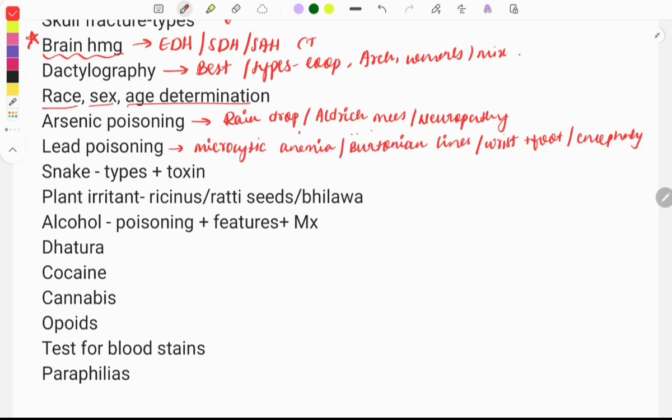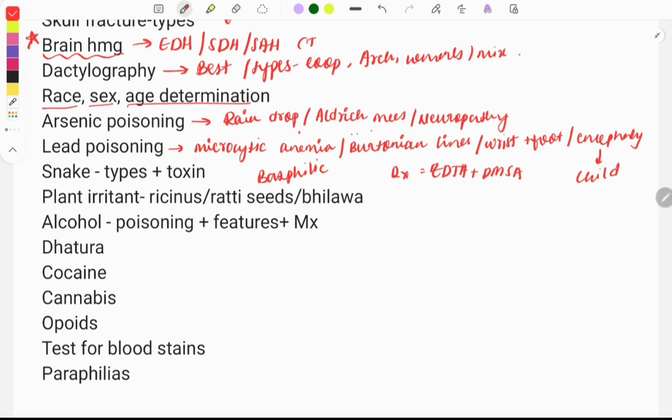So these are the findings seen in lead poisoning: microcytic anemia, along with that the basophilic stippling of the RBCs, then the Burtonian lines, wrist drop and foot drop, and encephalopathy seen mostly in children. So questions are also asked on the antidote, or for the management we will use EDTA and DMSA. So all these points will be described in the question, and they'll ask you to identify the poisoning.